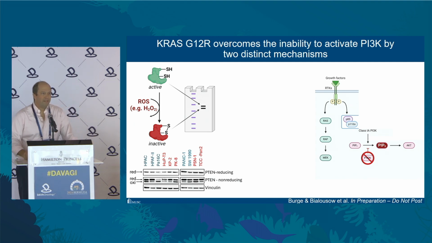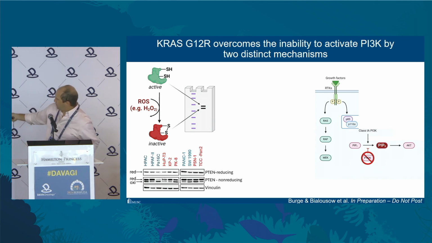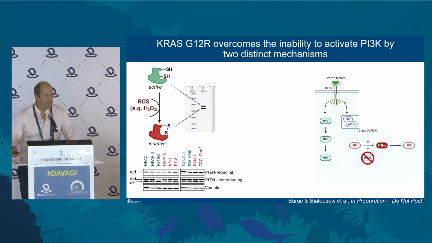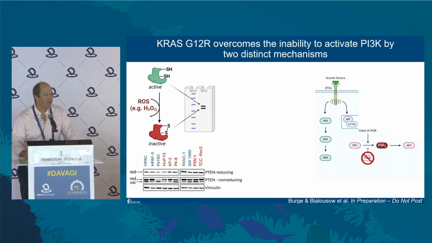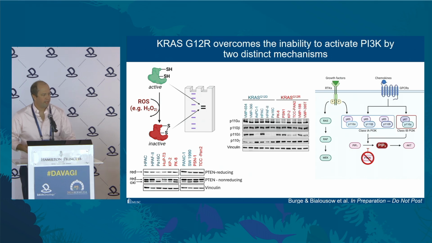PTEN is a cysteine phosphatase. It's a lipid phosphatase, and it's known to turn off PI3K signaling by hydrolyzing PIP3. It's effectively the brakes to this pathway. This oxidation turns off the catalytic function, and you can detect this via a non-reducing Western blot via these 2 bands here. This has been previously published in other cancers, but not reported in pancreatic cancer. We think that the preponderance of PTEN oxidation in pancreatic cancer is one step that allows G12R to drive tumors in pancreatic cancer.